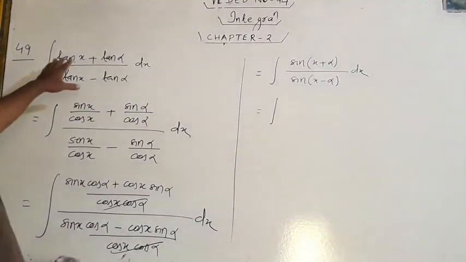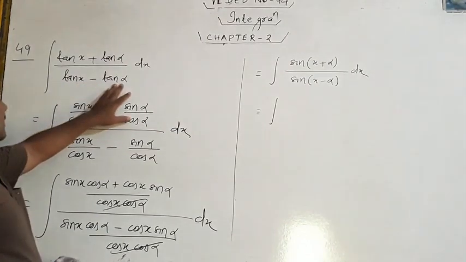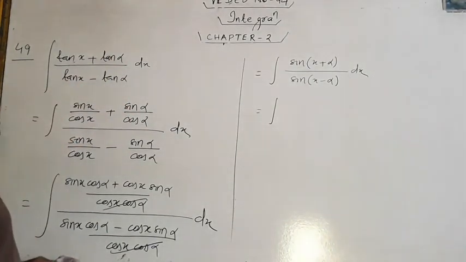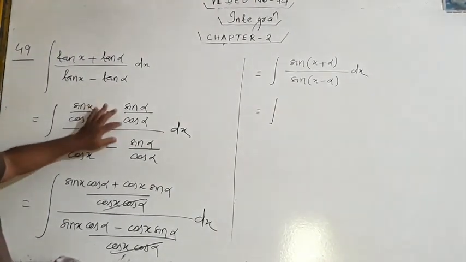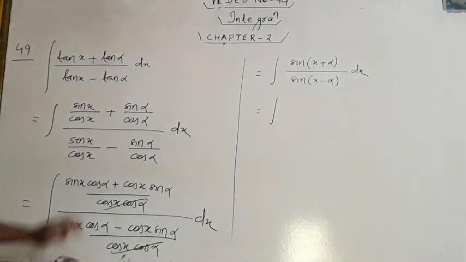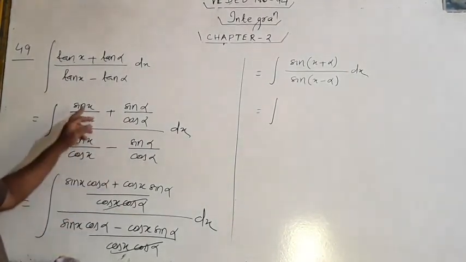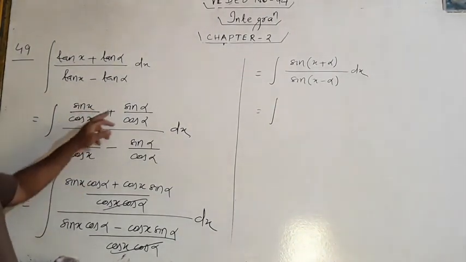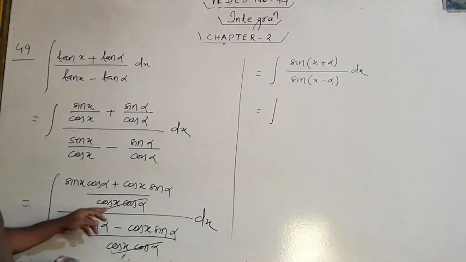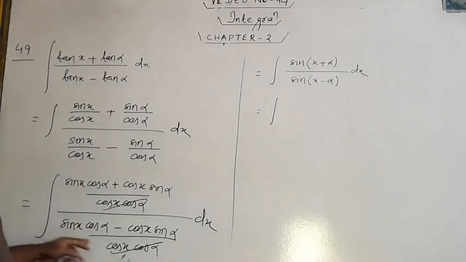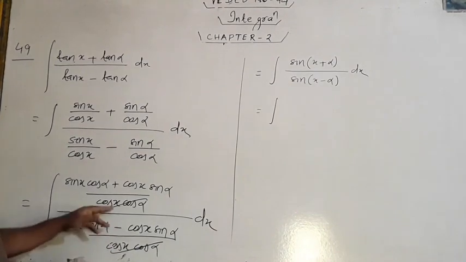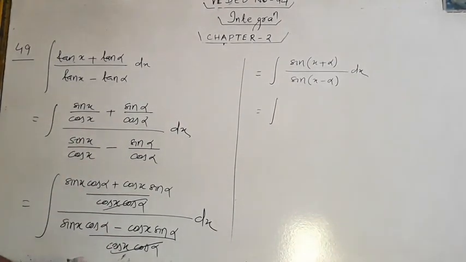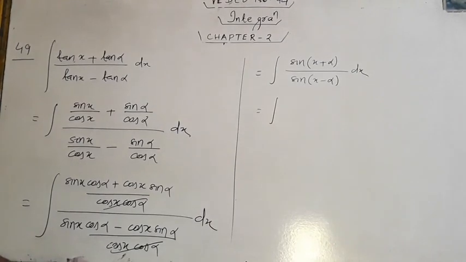Look at this problem. It is tan x plus tan alpha by tan x minus tan alpha. For this problem, you have to convert everything to sin cos. It becomes sin x by cos x, sin alpha by cos alpha. Then the denominator is like this. Take LCM cos x cos alpha. It becomes sin x cos alpha plus cos x sin alpha divided by cos x cos alpha. So also in denominator take LCM cos x cos alpha. It becomes sin x cos alpha minus cos x sin alpha. So cos x cos alpha they cancel. It becomes sin x plus alpha divided by sin x minus alpha.